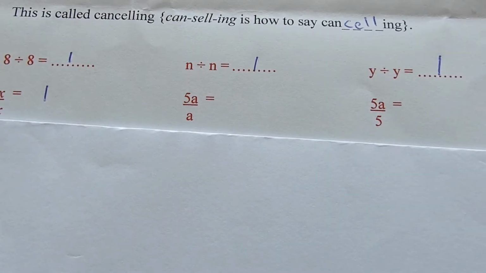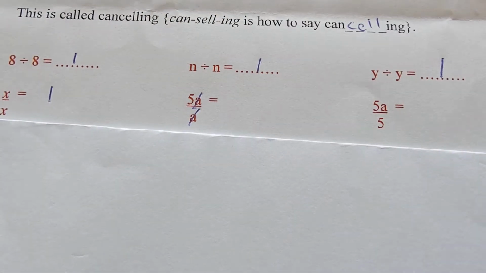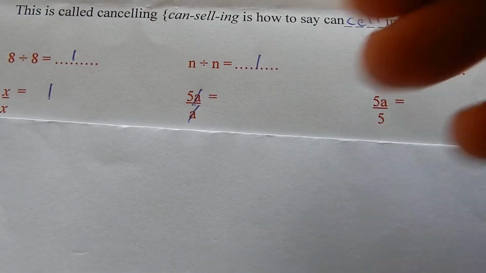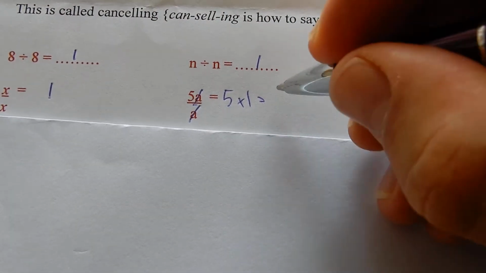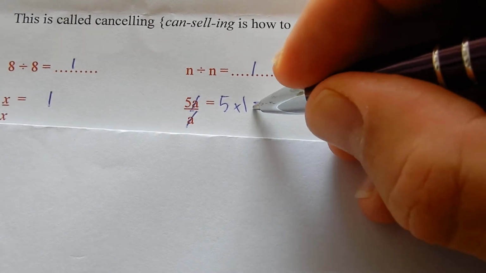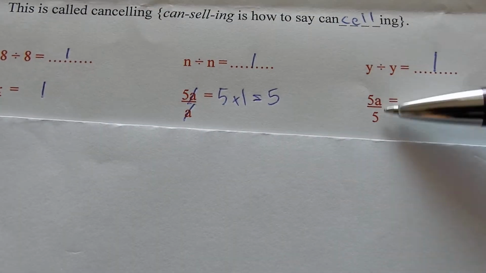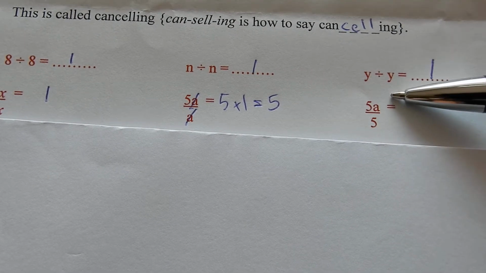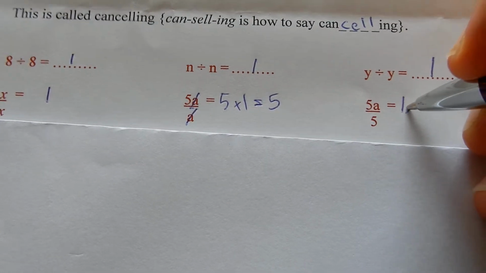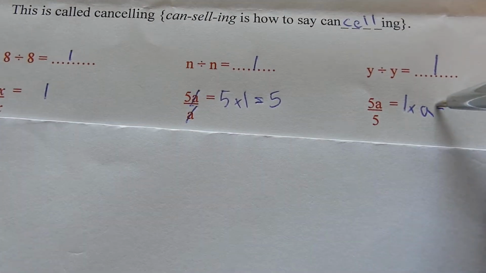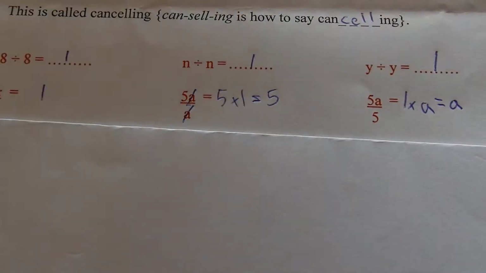1. 5a divided by a. Now the a's cancel. a divided by a is 1, so that's 5 times 1 equals... Yeah, 5. Oh, my equals has gone a bit weird. Okay, and here we've got 5 divided by 5 times by a. 5 divided by 5 is 1 times by a. 1 times any number gives you the number back. It's how the 1 times table works.